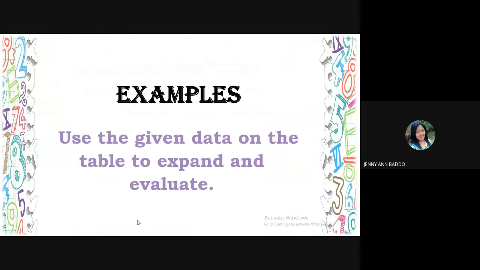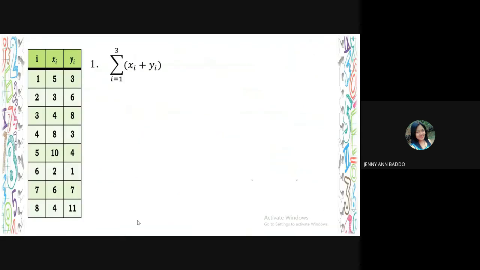Let us have examples. Use the given data on the table to expand and evaluate. First, summation of x sub I plus y sub I, where I ranges from 1 to 3. So we have the first pair, that is if I equals 1, x sub 1 plus y sub 1. And then x sub 2 plus y sub 2 plus x sub 3 plus y sub 3, because we only have 3 values for I, that's 1, 2, 3. So this is now the expanded form.